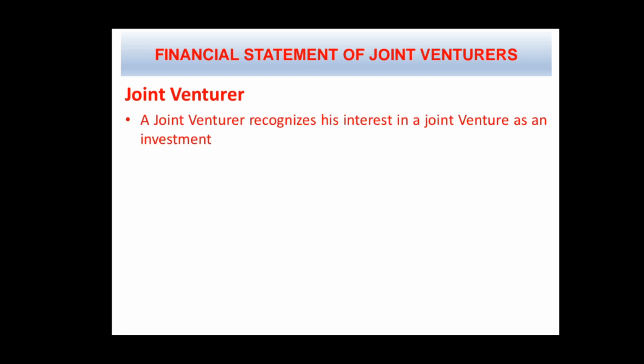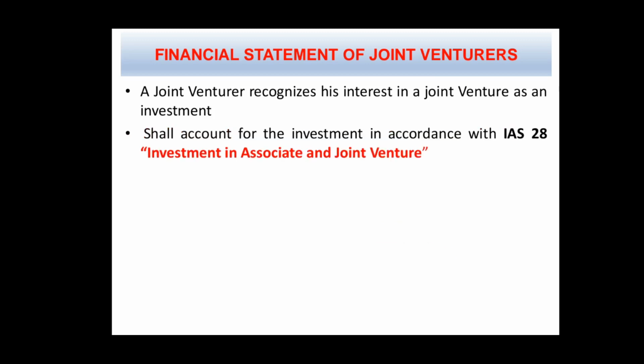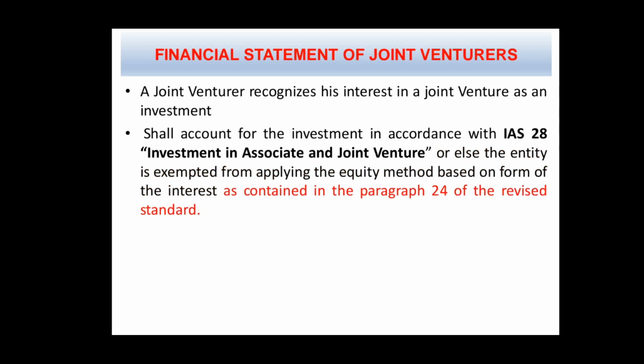So let's look at a joint venture. A joint venturer recognizes its interest in a joint venture as an investment. In that case, it shall be accounted for as an investment, according to IAS 28, that is investment in associates and joint ventures. For a joint venturer, that is how they will account for the interest, as stated by IAS 28. An entity is exempted from applying the equity method based on the forms of the interest, as contained in paragraph 24 of the revised standard. So there is only a waiver, which will be determined based on the agreement of the arrangement.